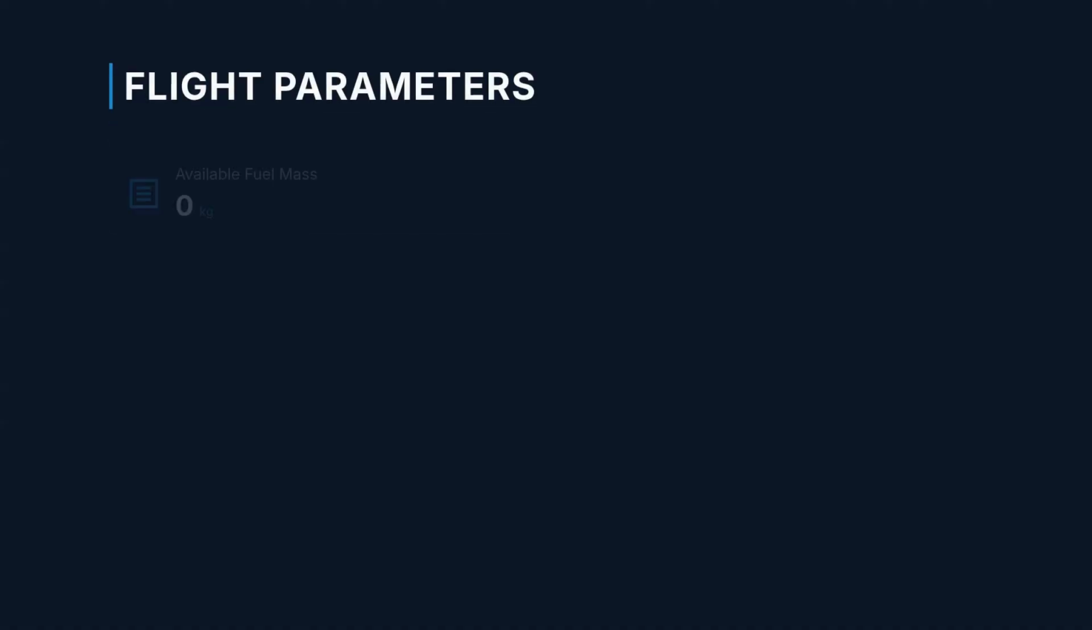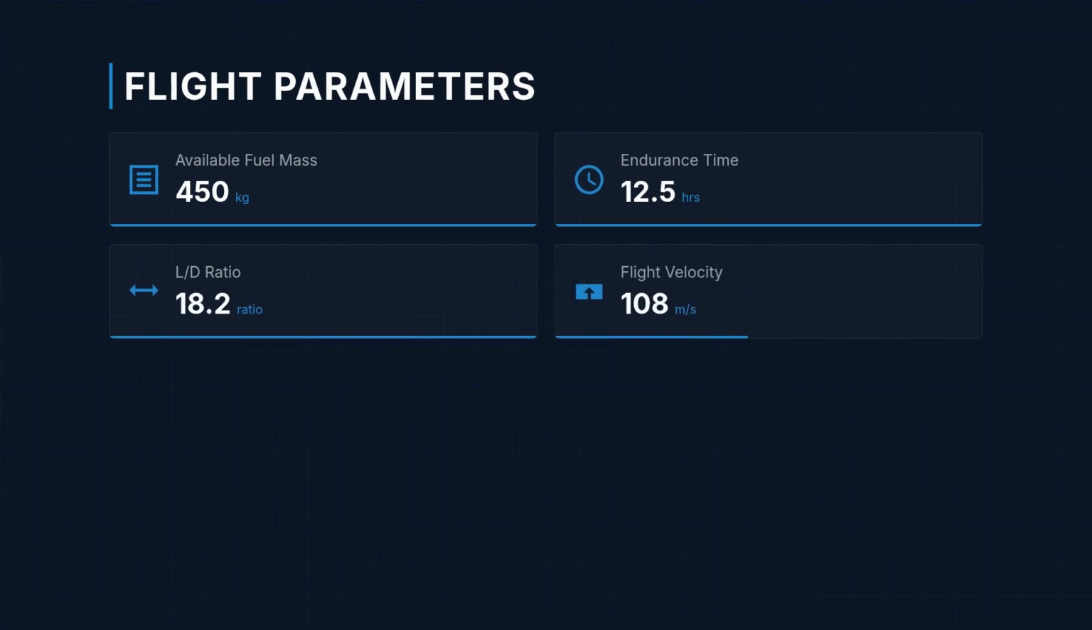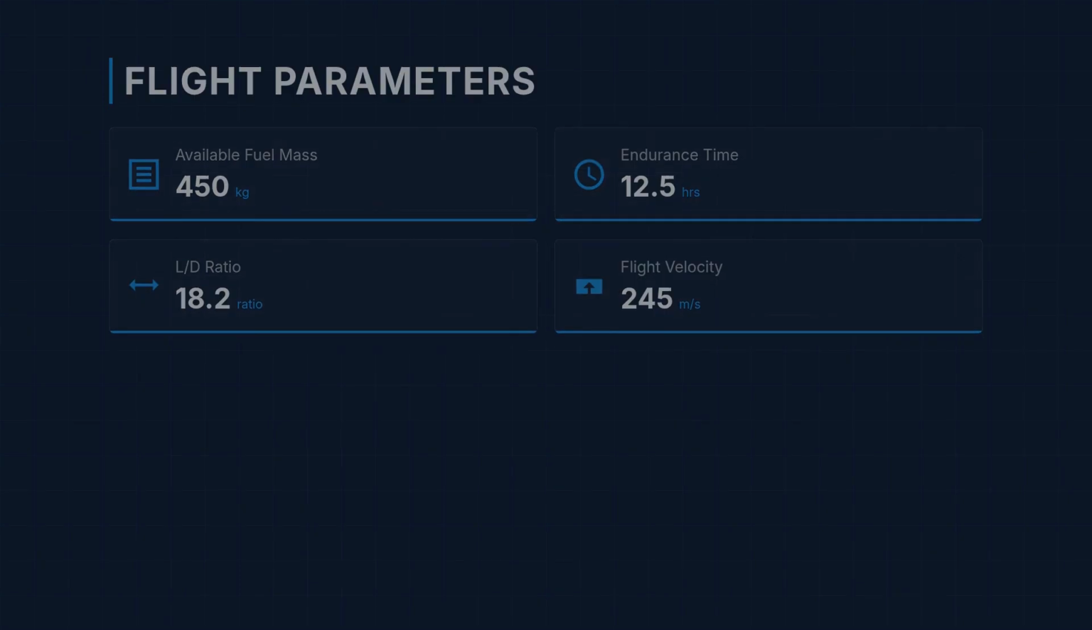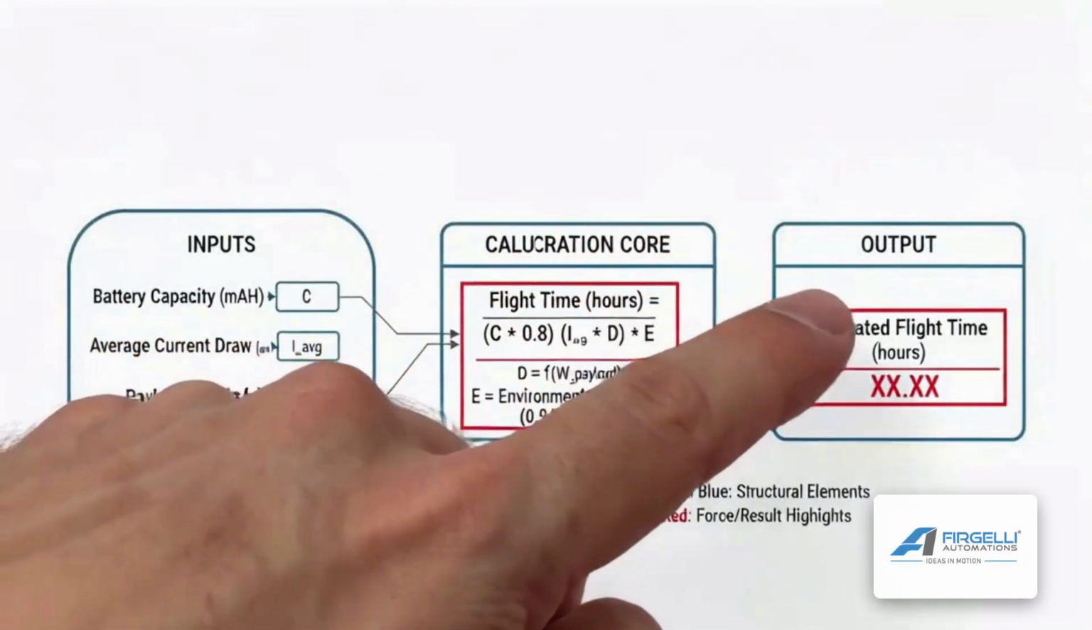The remaining inputs are available fuel mass in kilograms, endurance time in hours, lift to drag ratio, flight velocity in meters per second, specific fuel consumption in kilograms per newton hour, aircraft weight in newtons, specific range in meters per kilogram, and fuel flow rate in kilograms per hour. For our worked example, I've entered 10 for all input values.